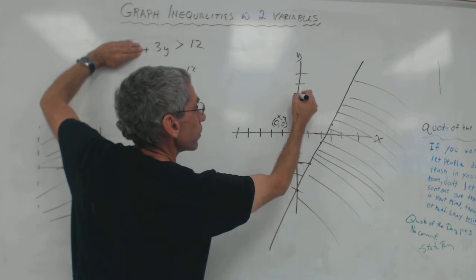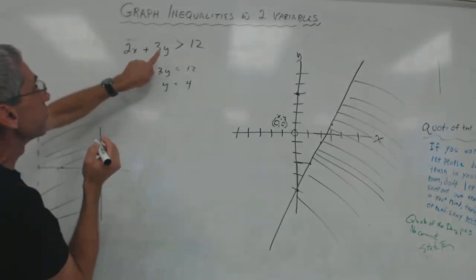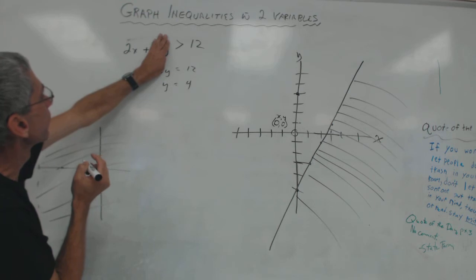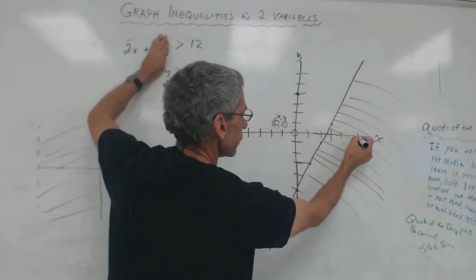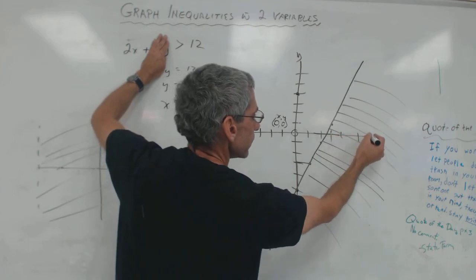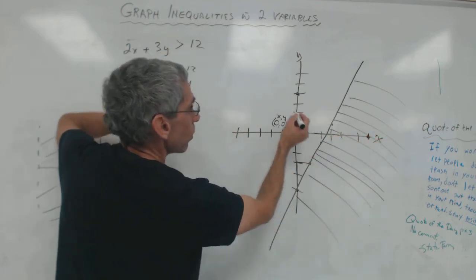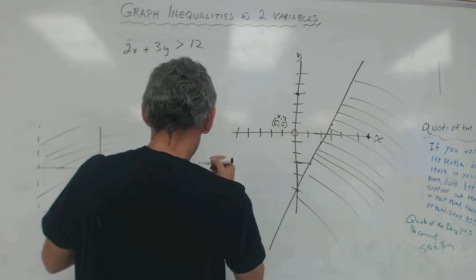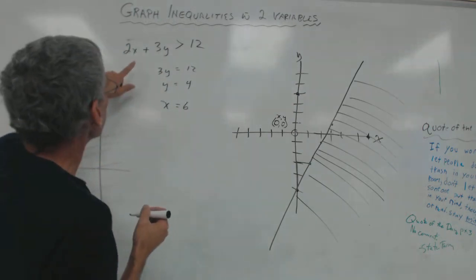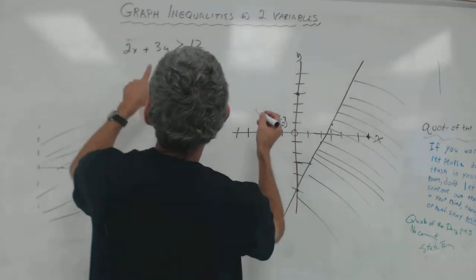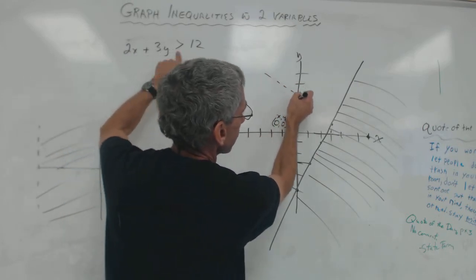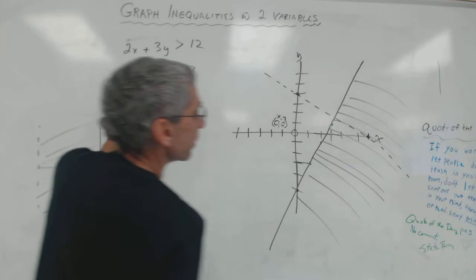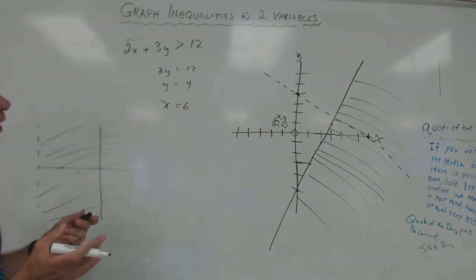So I'm going to go up to 4 on y, 1, 2, 3, 4, and put a dot. And then I'm going to make y 0 to find my x-intercept. 2x equals 12, so x is equal to 6. That's over here, 6. So I know that's my line right there. Is it going to be solid or dashed? Dashed, right, good. Now I've got to figure out how to shade.